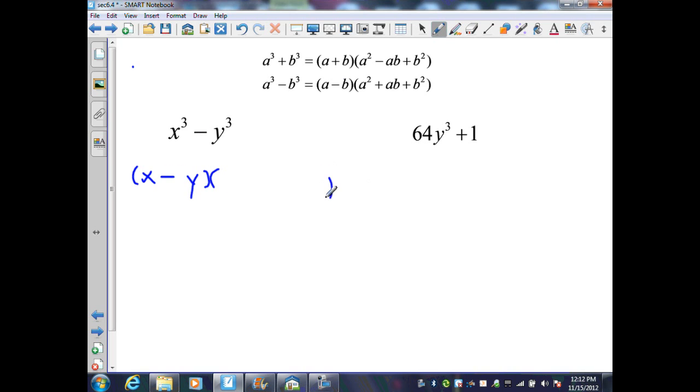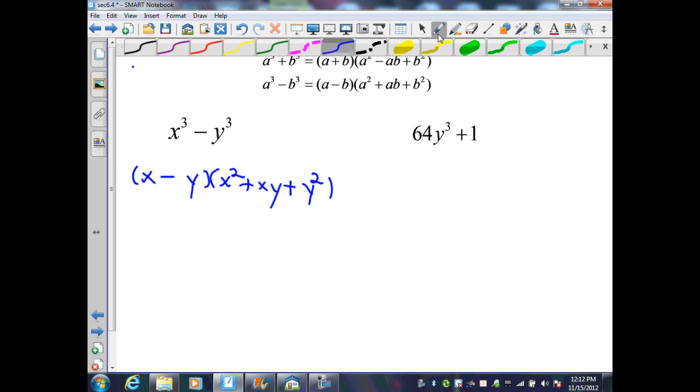Now I need to set up my trinomial, which is going to be A squared. A is x, so that would give me x squared, plus A times B, which is x times y, or xy, plus B squared, which is y squared. And again, if I would distribute each term through my trinomial and simplify it, I would end up with my original polynomial. Our second example on this screen is 64y cubed plus 1.